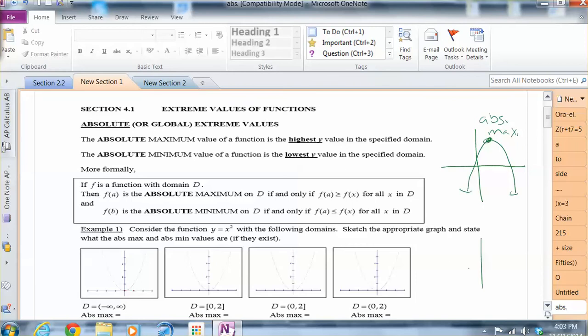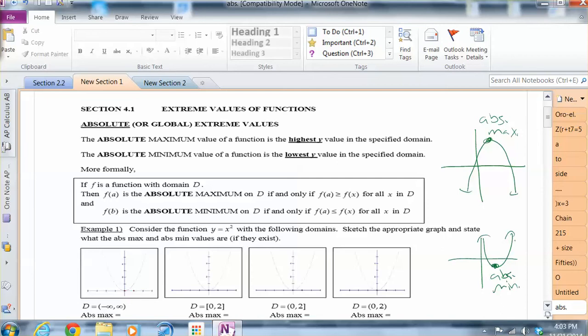So if I drew a different type of parabola, one that opened up, the vertex right there would represent absolute minimum because that's the lowest y value if my domain was specified to be all real numbers, or actually for any domain. Or actually, I take it back, because I could state a domain where the vertex was not included.